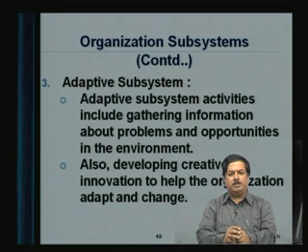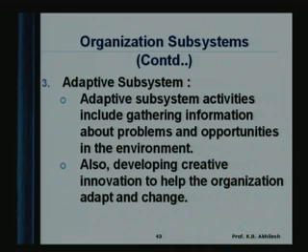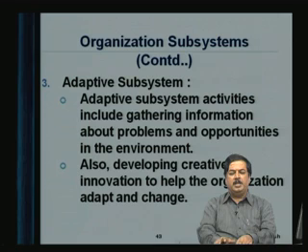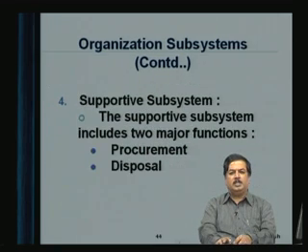So, continuously the adaptive system gathers the data and analyzes this data for the organization, and so develops creative innovation to help the organization to adapt and change, depending on what the newer rules of the game are. The adaptive subsystem also helps the organization look for newer opportunities, growth opportunities, and create new value for the stakeholders, customers, the suppliers, and things like that.